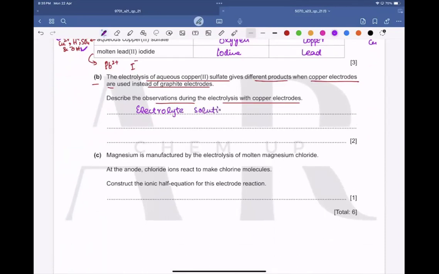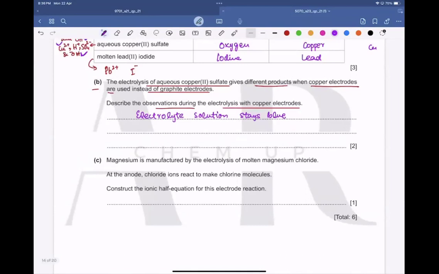It doesn't fade. The electrolyte solution stays blue when there are copper electrodes, because the size of the copper electrode will be reduced at anode and the mass of the negative electrode increases. Yeah, very good. So it's for 2 marks. So we just need to write 2 points.